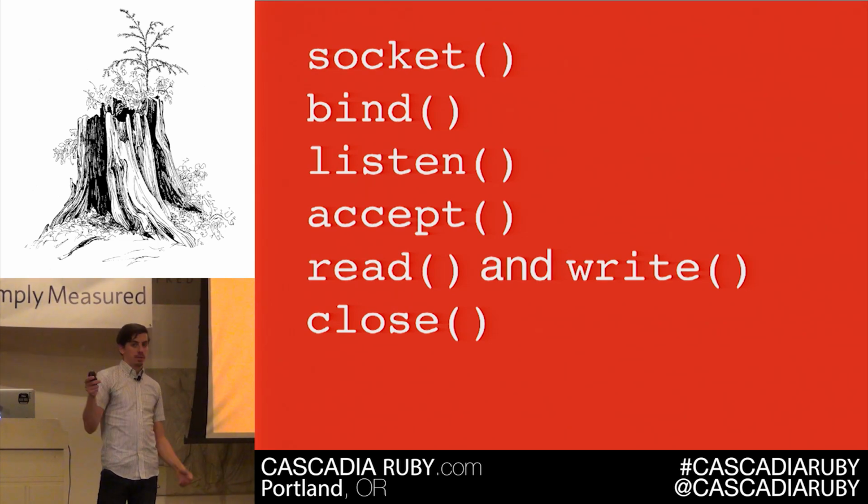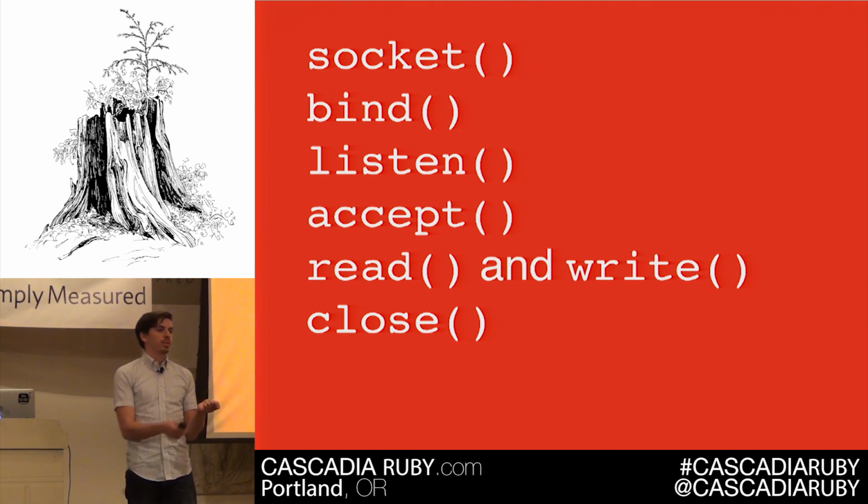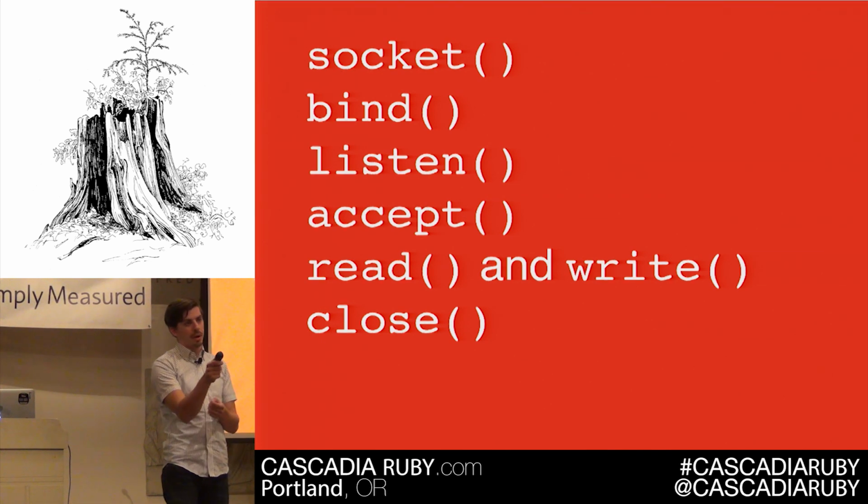Accept takes that file descriptor, that same socket, and blocks and waits for new connections to come in, and then once the new connection comes in, it hands us a new file descriptor that we use to talk directly to that client that we were talking to.